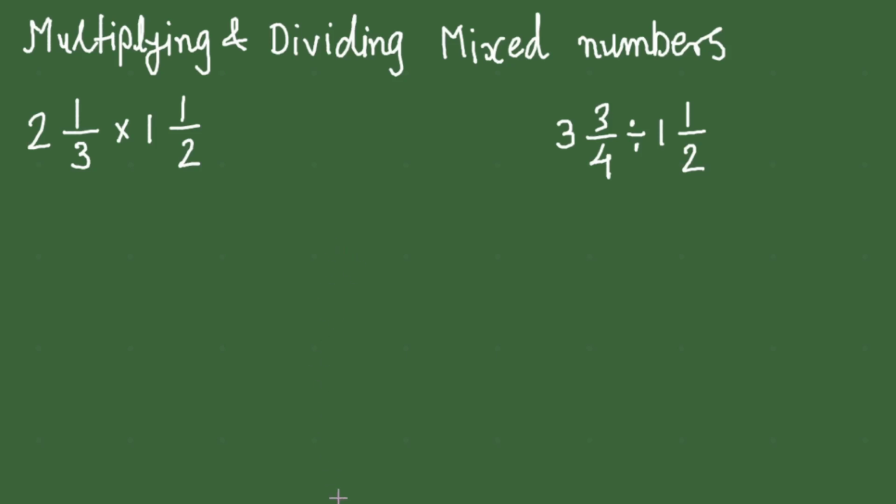In this video, we are going to learn how to multiply and divide mixed numbers. So, for the multiplication problem, first we need to convert this mixed number into an improper fraction. We will multiply the denominator with the whole part of the mixed number, and in the answer, we will add the numerator. So, 3 times 2 is 6, 6 plus 1 is 7. So, our first improper fraction is 7/3.